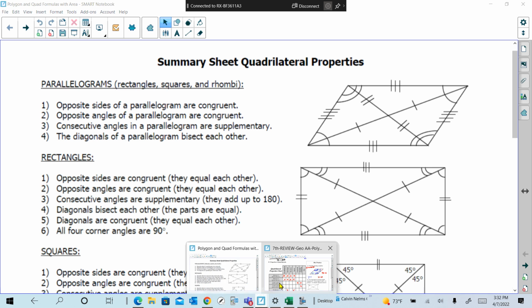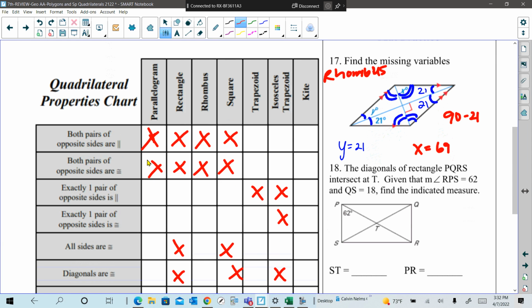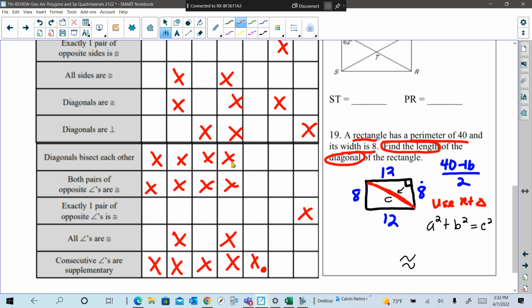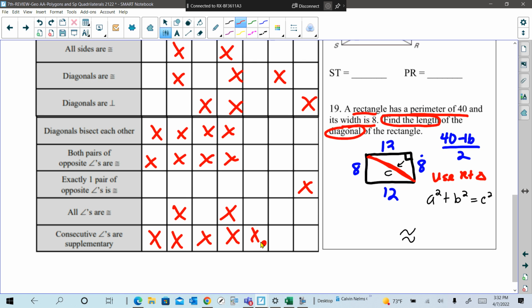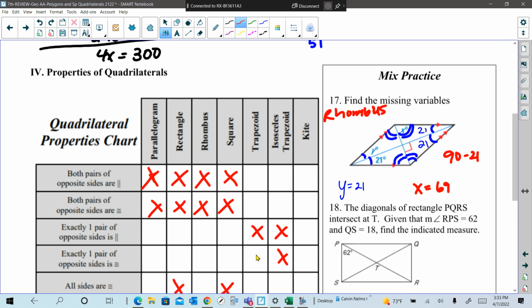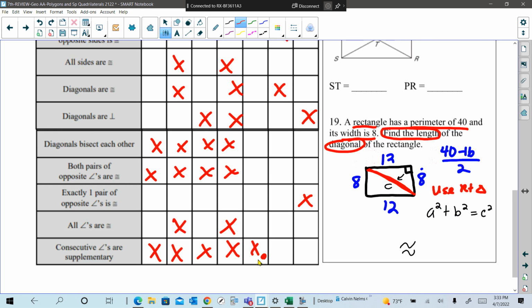So what you needed to do on the chart was go through your properties and see which shape the property applied to. I already did that here if you need to check your answer. I put a little dot here on the consecutive angles are supplementary for the trapezoid, only because that's only with one set of consecutive angles, so only with top and bottom does that work. For isosceles, it works for opposite angles are supplementary, but for a regular trapezoid, it only works for the left side and the right side. It doesn't work for all. That's why I put a little dot here.